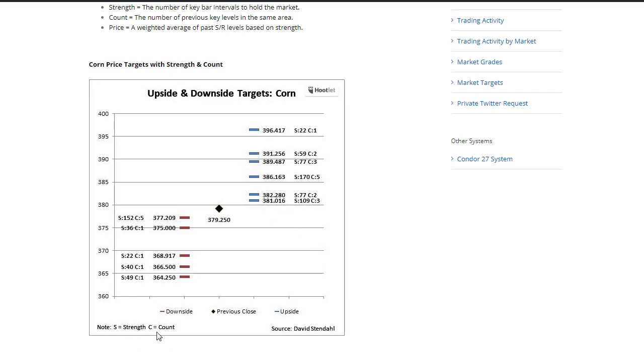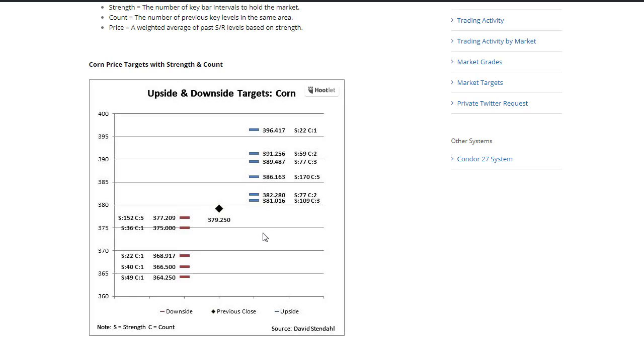So strength down here at the bottom, and C for count. So if we're able to break above the 382.25 level, which is weaker, then you see that there's a bit of a gap there. It's like a warm knife through butter. It should easily go up to that level.